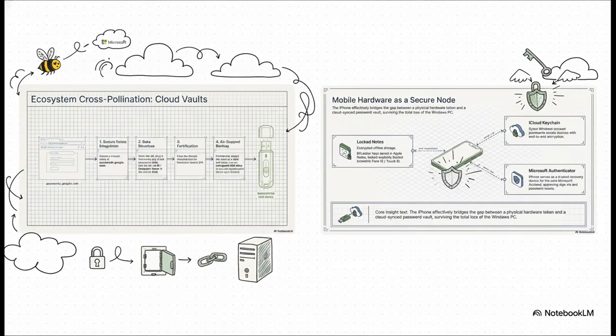And this is exactly how you achieve that resilience in the real world. You use what we call ecosystem cross-pollination. It just means you mix it up. Store your Microsoft BitLocker key inside your Google Password Manager. Use your iPhone's secure notes to hold important credentials. This way, if one company has an outage or locks your account, it doesn't take down your entire system.